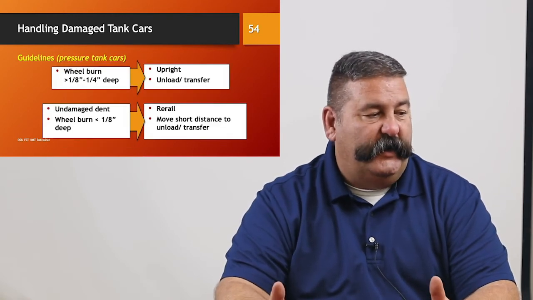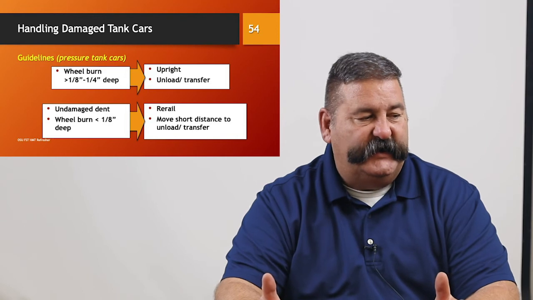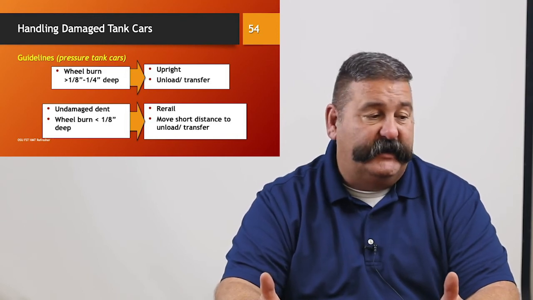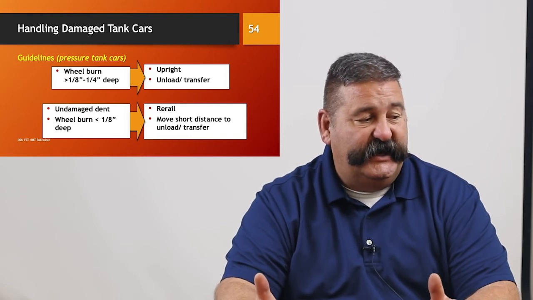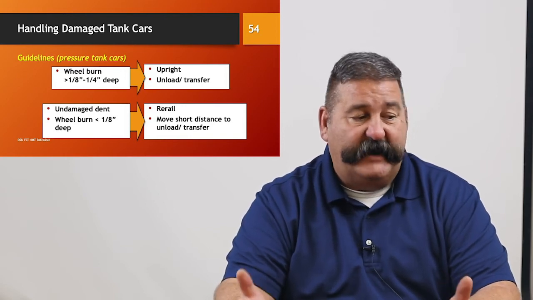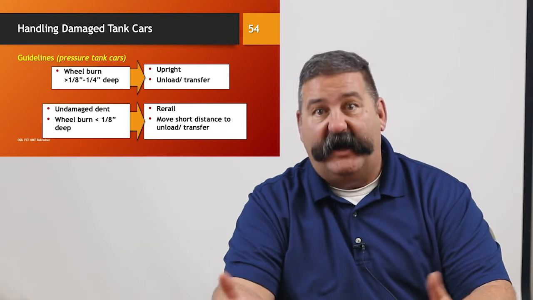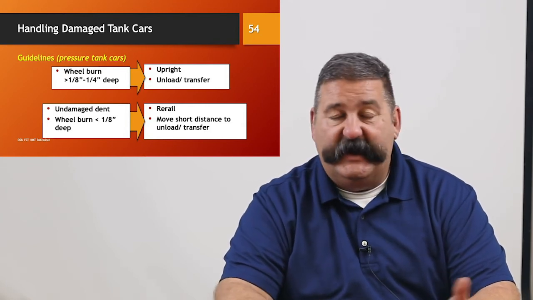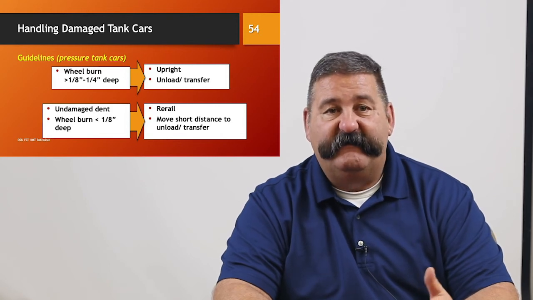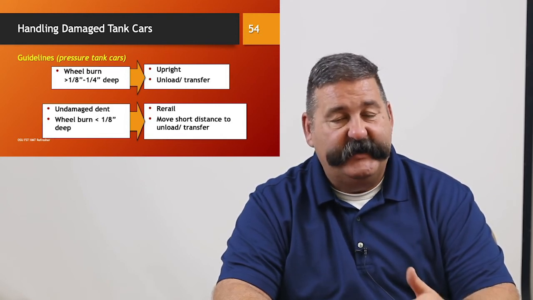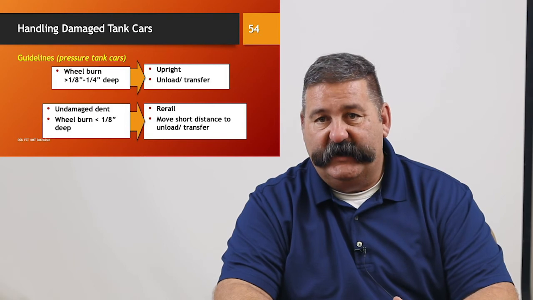You look at the wheel burns, anywhere from 1/8 to 1/4 inch deep. They're probably going to look at uprighting it or unloading it or transferring the product. If they've got an undamaged dent, wheel burn up to 1/8 deep, they might just re-rail it, move it a short distance and then offload it. So again, these are all things that could be happening with the railroad. I urge you to get with the railroad and find out what the game plan is. This is going to be unified command. You're going to work together with them.